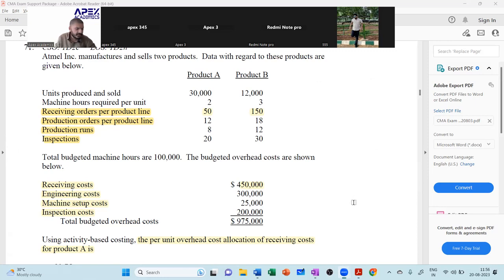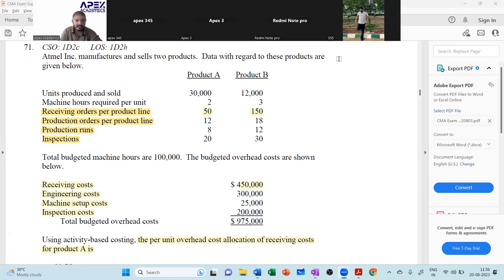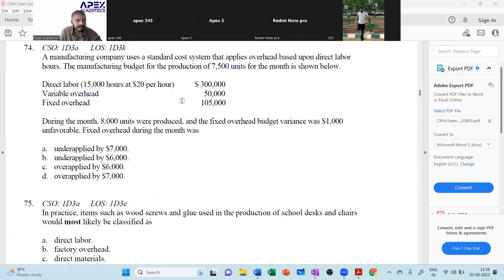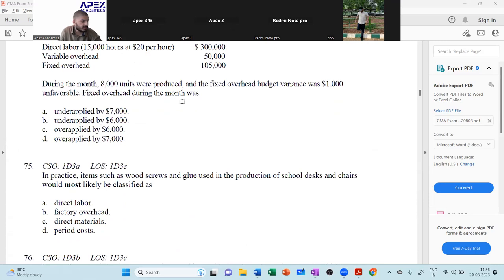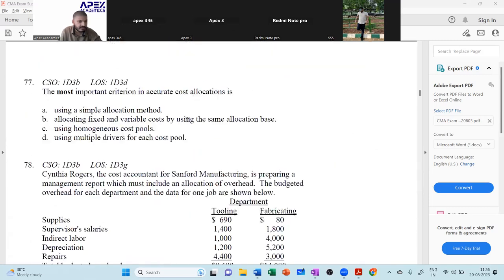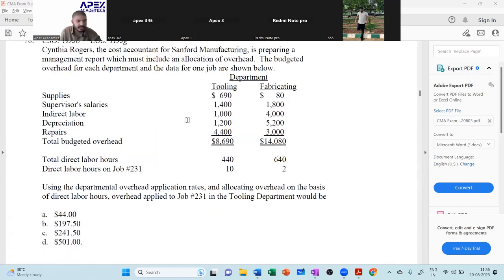Anyway, let's go to question 75. Let's go to question 75. 74, 75, both are important. 75 is 78, I beg your pardon. 78. Again, very interesting question.